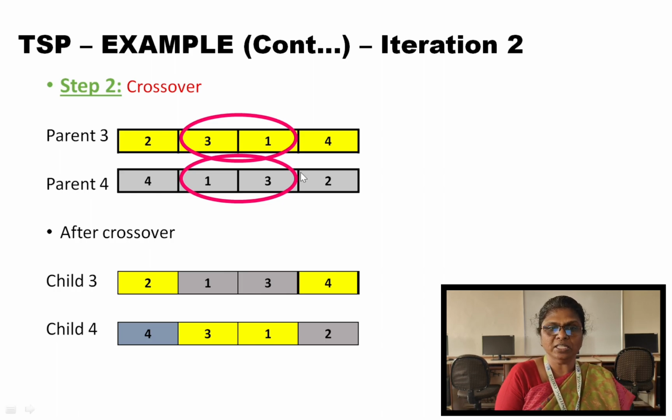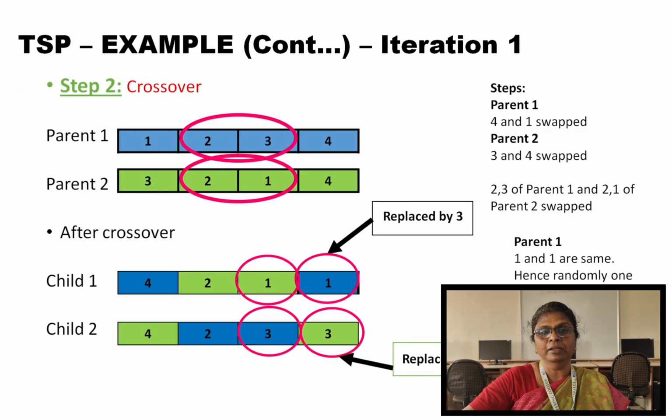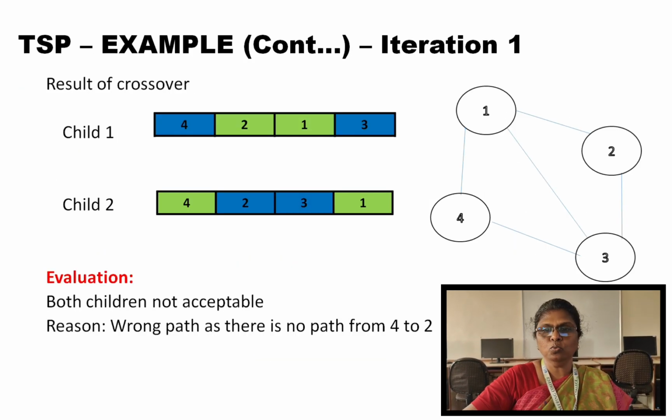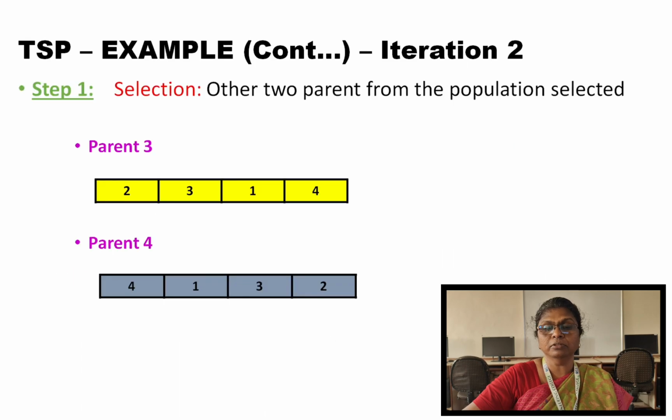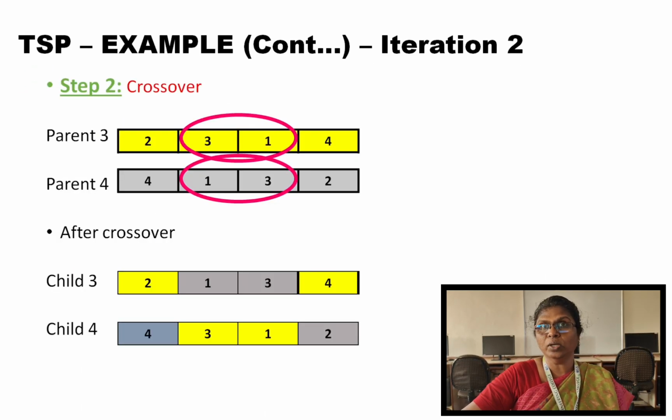Again the crossover is performed and we obtained the children 2, 1, 3, 4 and 4, 3, 1, 2. First we are going to check whether this route is available, which is very important. We have to check whether the 2, 1, 3, 4 and 4, 3, 1, 2 routes are available. Yes, we can see that the route we have derived as a child is available.